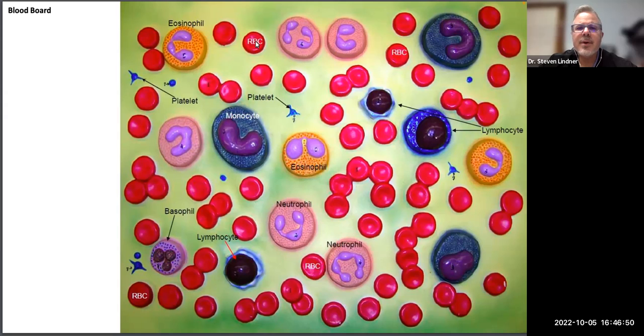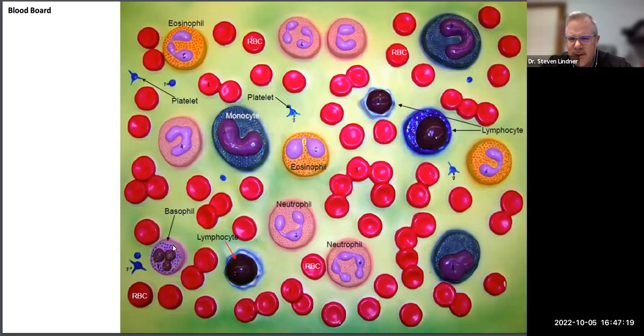here. So the erythrocytes are the red blood cells. Those are these. Let's look at the platelets, get them out of the way. That's over here. Those are platelets. They're involved in forming clots. Let's look at the granular white blood cells, which are basophils, eosinophils, and neutrophils.